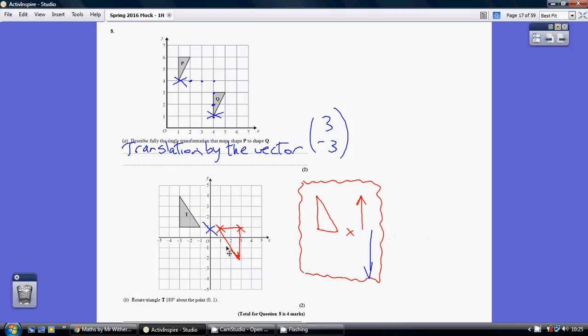So that's your answer. Use a ruler. Mine doesn't look like you should do, but you should use a ruler.